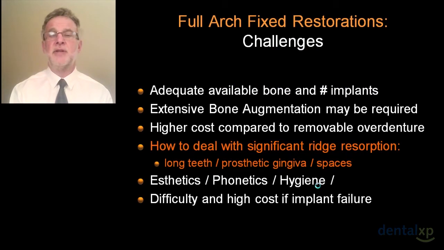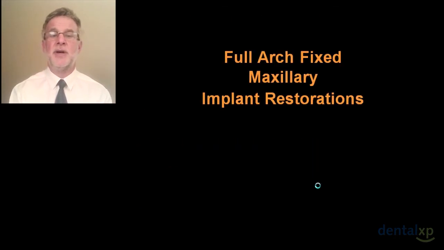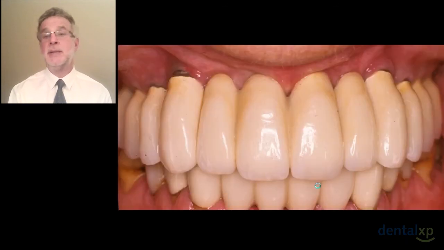And of all the things I've listed here, the most important one that we've alluded to and we're beating to death here, how do we deal with significant ridge resorption? Combination of longer teeth, prosthetic gingiva spaces, or one at least of those 3. Let's look at a crown and bridge type case, and here's an example where longer teeth were utilized to basically, I'll use the term bridge the gap, to make up for all of the hard and soft tissue resorption.